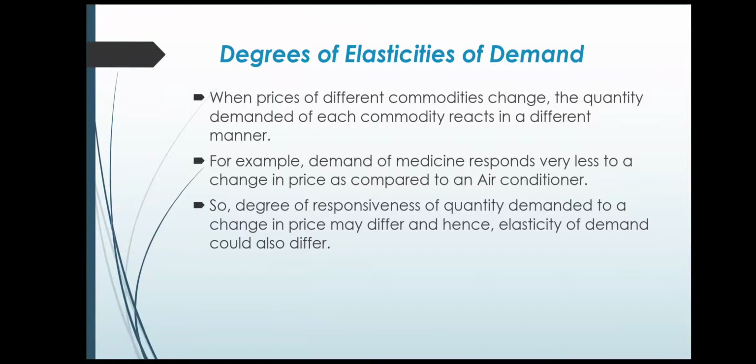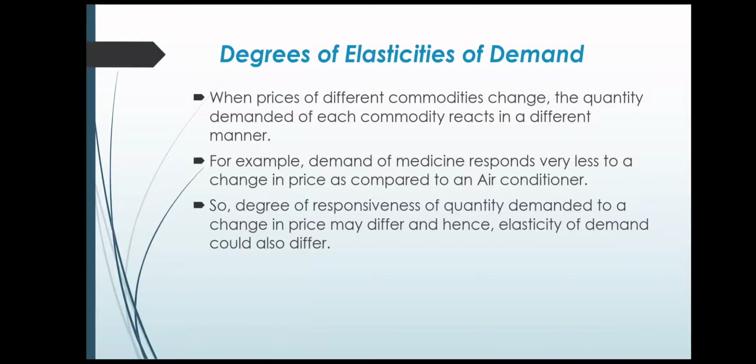If a product is a necessary item, that is medicines or food, then the demand for that product is not going to be very elastic even if the price rises. But if a product is a comfort good, that is a product that gives comfort to people, for example fan, its demand would be more elastic as compared to the demand of necessary items.